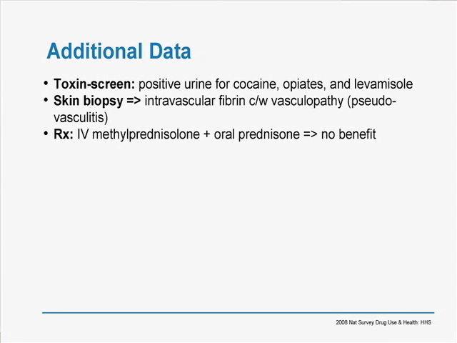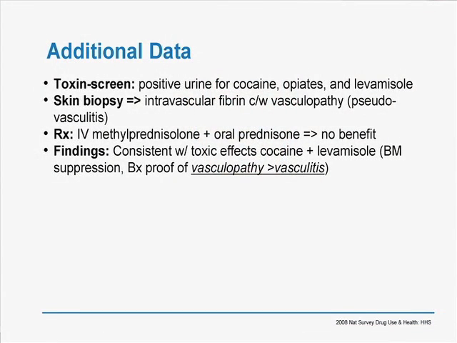But I would emphasize that with cocaine and levamisole, you can get real vasculitis as well. The patient's treated with IV methylprednisolone and then later oral prednisone, and it's of no benefit whatsoever. Now, I would just add to that, in other cases, there is some modest benefit with the use of steroids, but in this case, there wasn't any. So this is cocaine, levamisole, vasculopathy, could be vasculitis, and the only treatment for it that will stop these lesions is to stop using cocaine and levamisole.